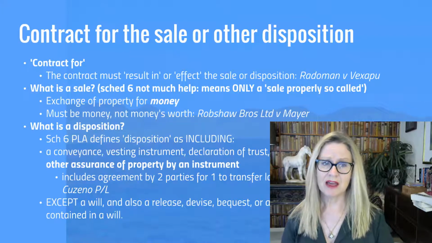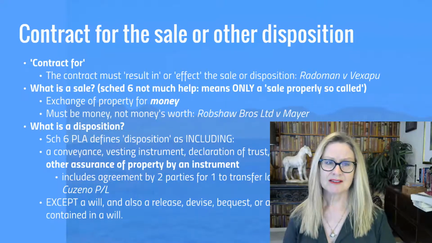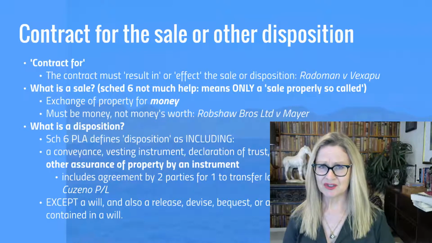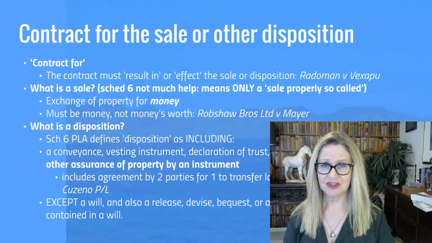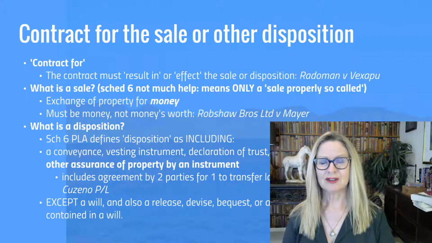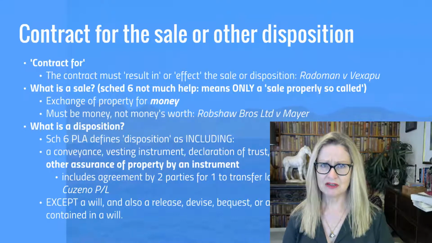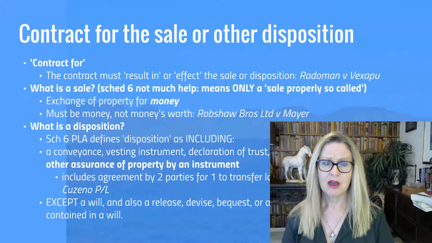Robshaw Brothers and Mayer tells us that a sale must be essentially an exchange of property for money, okay, not money's worth. So, for example, a conditional discharge of debt in exchange for property is not a sale. Okay, so sale tends to be defined and interpreted quite narrowly.